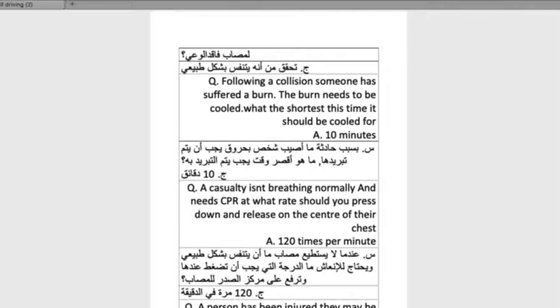Following a collision, someone has suffered a burn. The burn needs to be cooled. What is the shortest time it should be cooled for? 10 minutes.